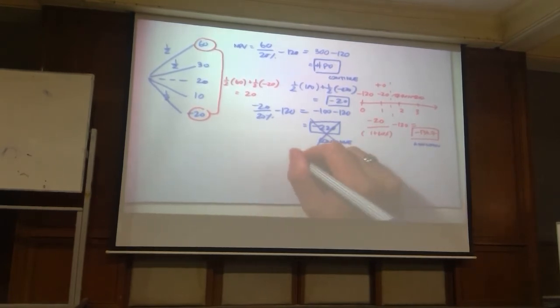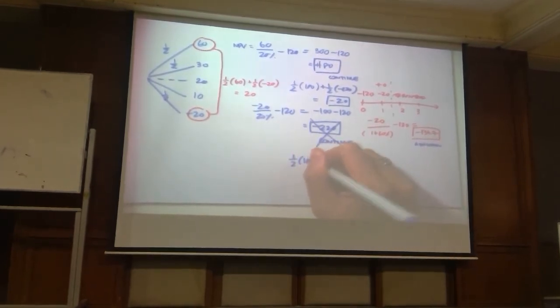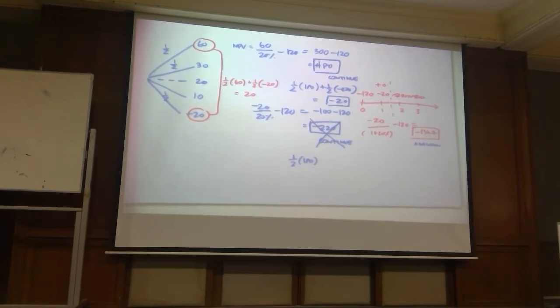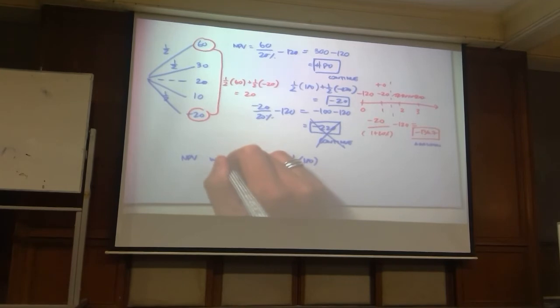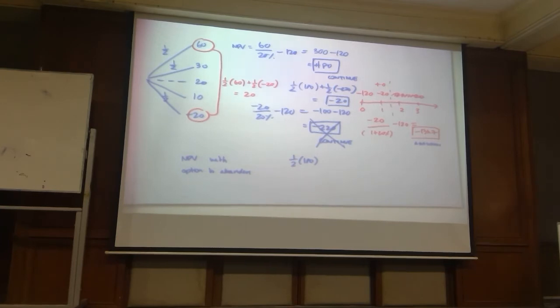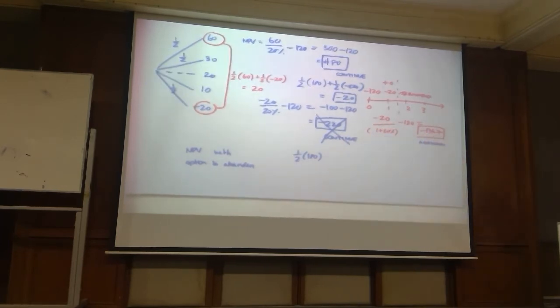Our value becomes the upside. The value is 180, the NPV with option to abandon. So this is saying that if we operate the hotel, now we don't know what's going to happen, but if we operate and it works, it's going to be worth about 180. But there's also an equal chance it's not going to work.